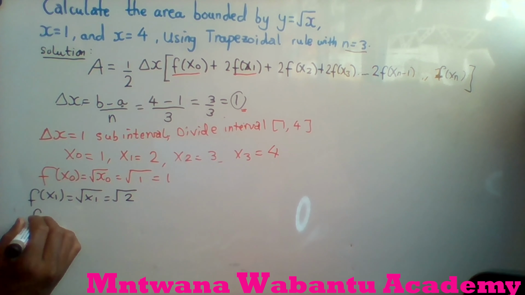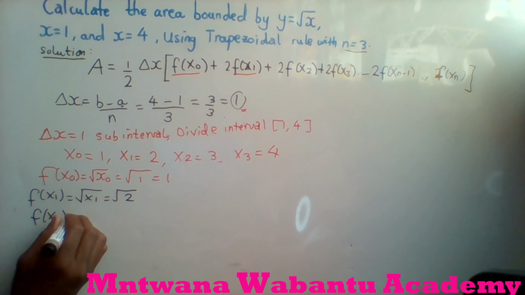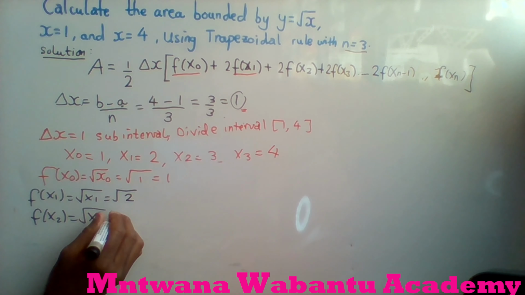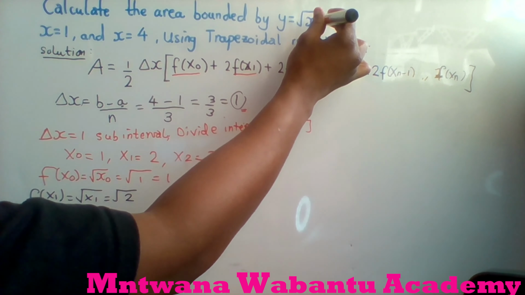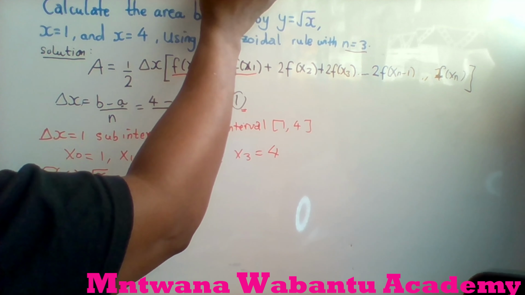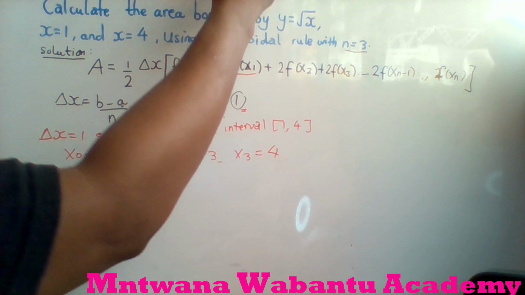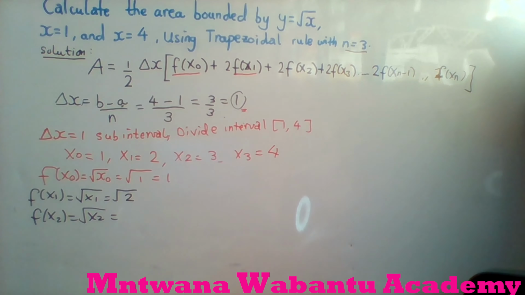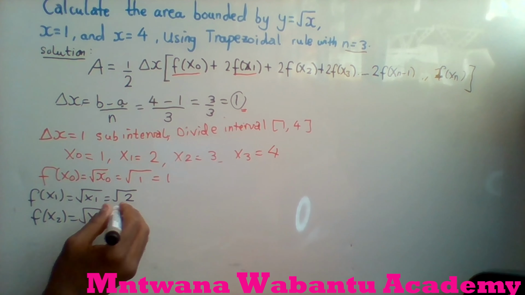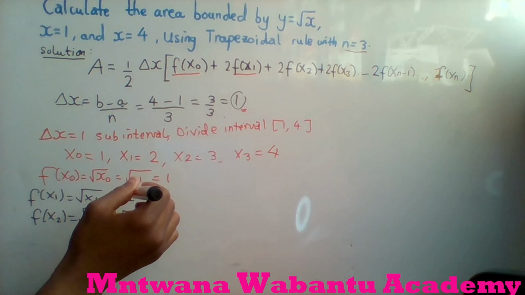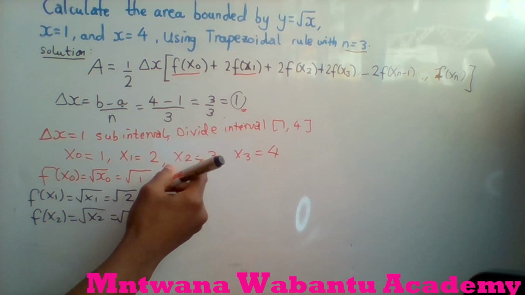So you're going to say f of x2 is the square root of x2. So you substitute according to the function. If this function, let's say, was x plus 4, then you'd say x2 plus 4. So it all depends on your function. But our case is the square root of x2. So what is x2? Okay, square root of x2, equal to 3.